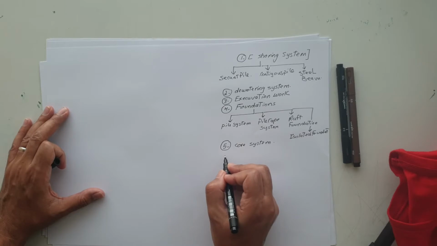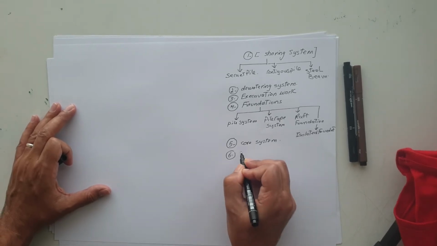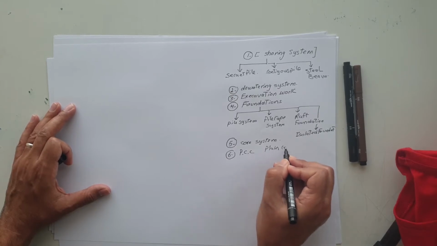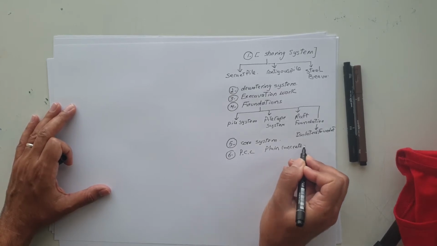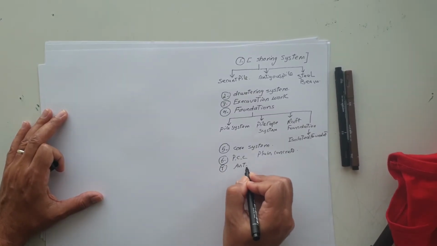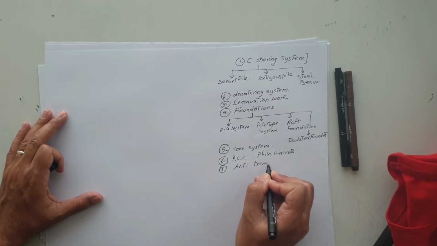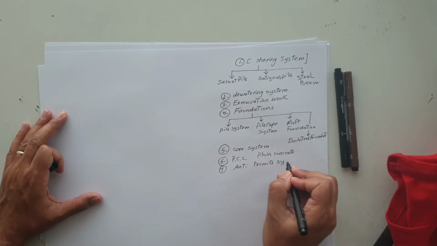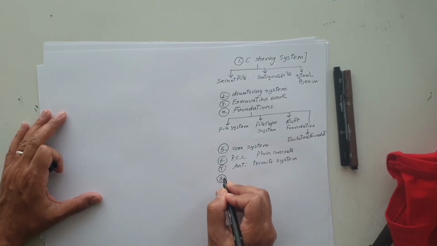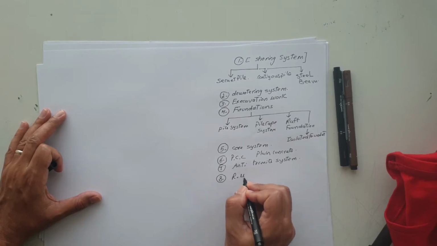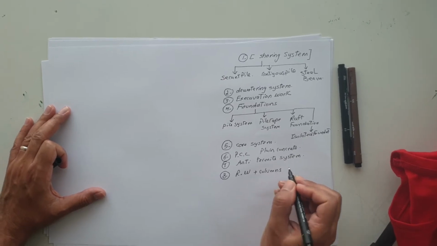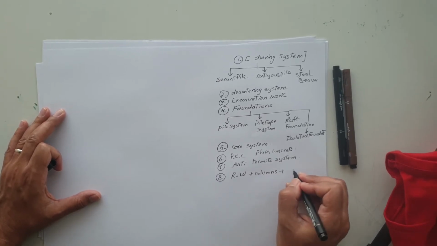We'll talk also about BCC, plain concrete, and anti-termite system. Then we are going to talk about retaining wall plus columns and walls.